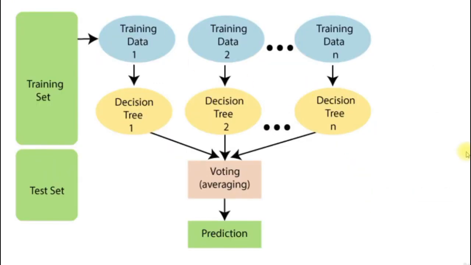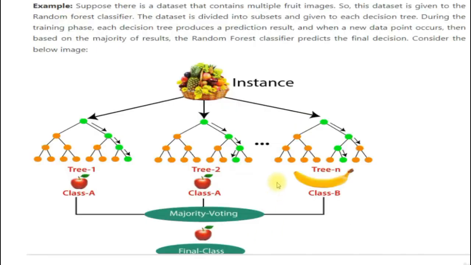Now this is a visual representation of how random forest works. You have training dataset 1, training dataset 2, training dataset n. Then you have the first decision tree, the second decision tree and the nth decision tree. Now you take the voting or averaging of all the decisions given by these different decision trees on different subsets of training data, and finally after averaging you give the final prediction. This is how random forest works.